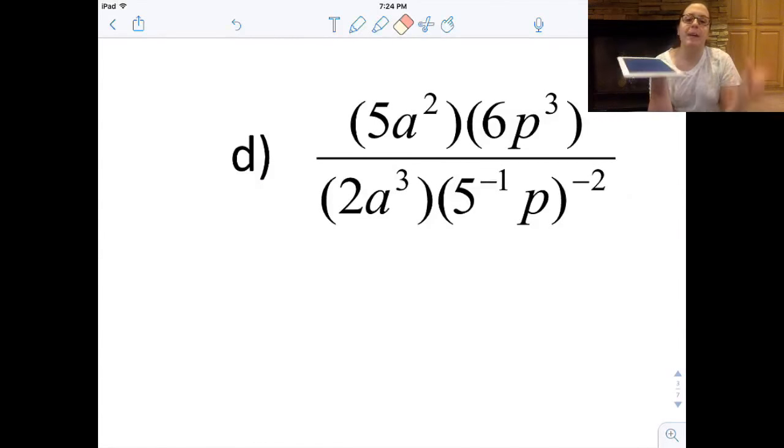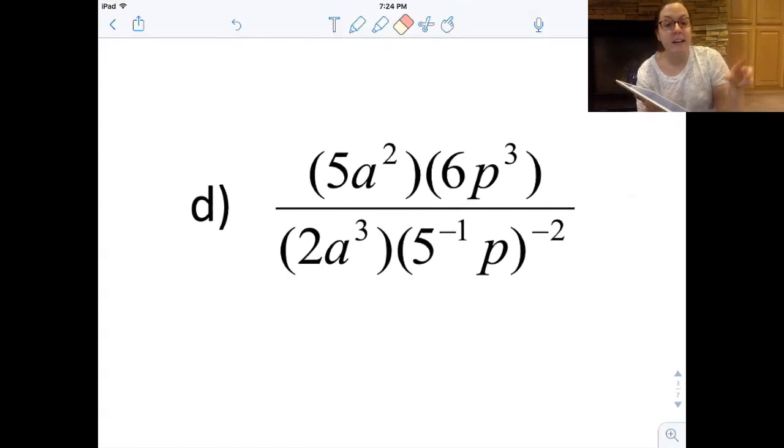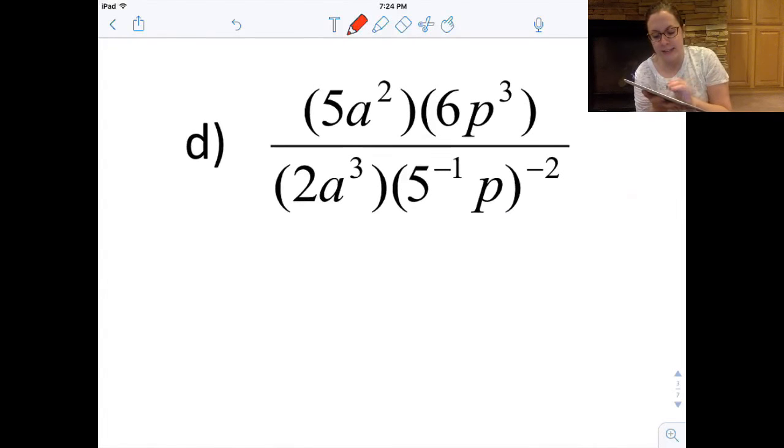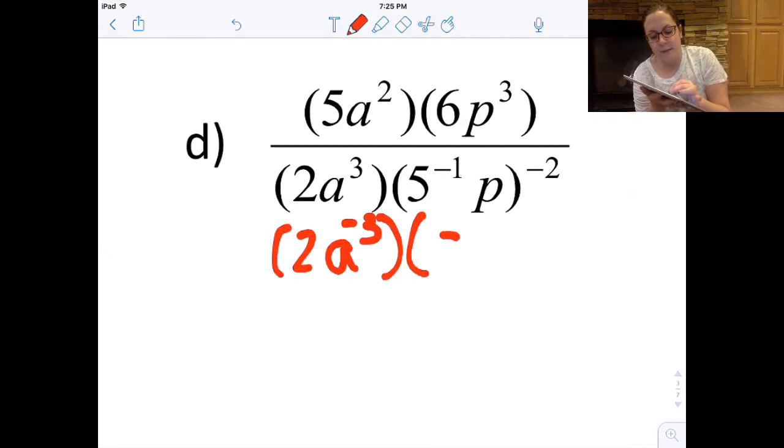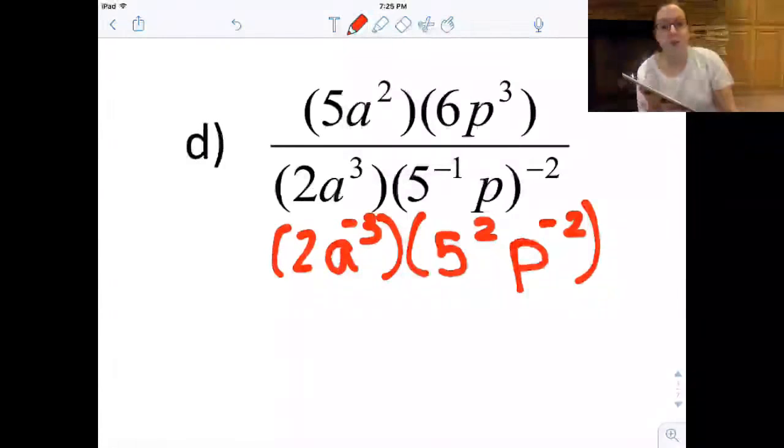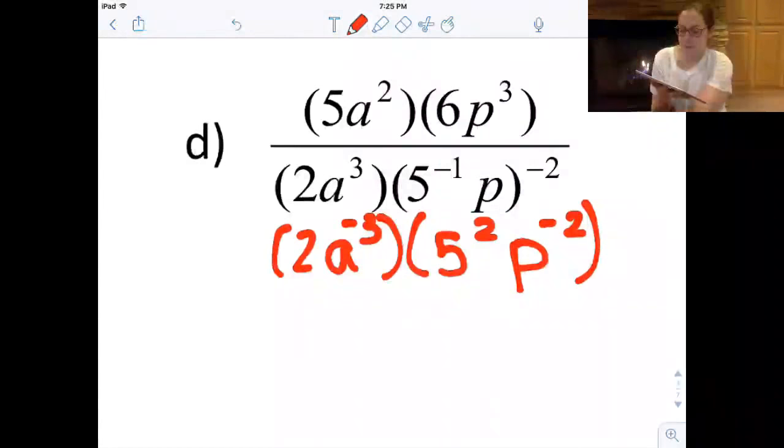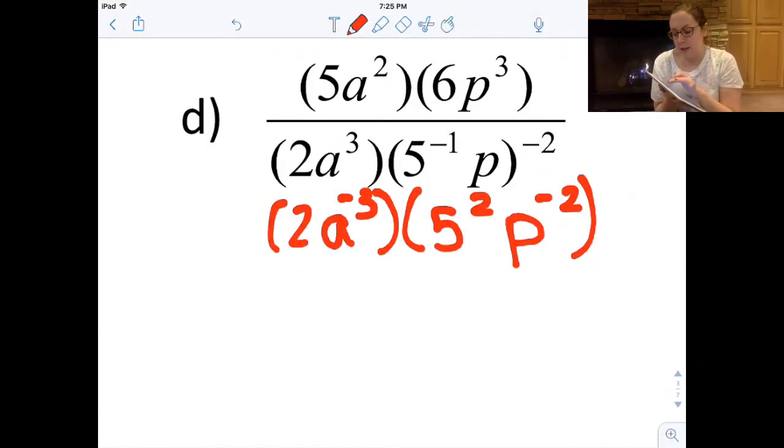So my numerator is going to stay the same. My denominator, this is going to stay 2a to the negative 3rd. This is going to become 5 to the 2nd, p to the negative 2nd. So that's just what I'm starting with, power to a power there. Now let's go through and deal with our numerator and our denominator separately. So 5 times 6, those are just numbers, just multiply them. A to the 2nd, p to the 3rd. You can't combine anything in those because they don't have like bases.